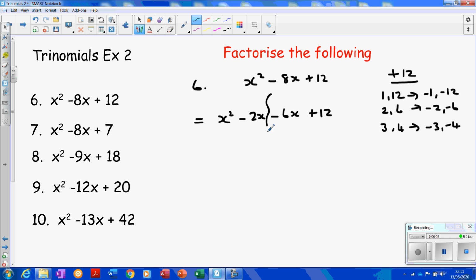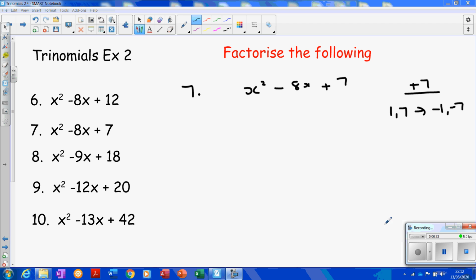Break your list down the middle. Take out the highest common factor from the first half, which is x. So it's x bracket x minus 2. I know this second bracket has also got to be x minus 2, so I'm going to write it in. And what have I multiplied that x by to get minus 6x? I've multiplied it by minus 6. So we get x minus 6 times x minus 2.